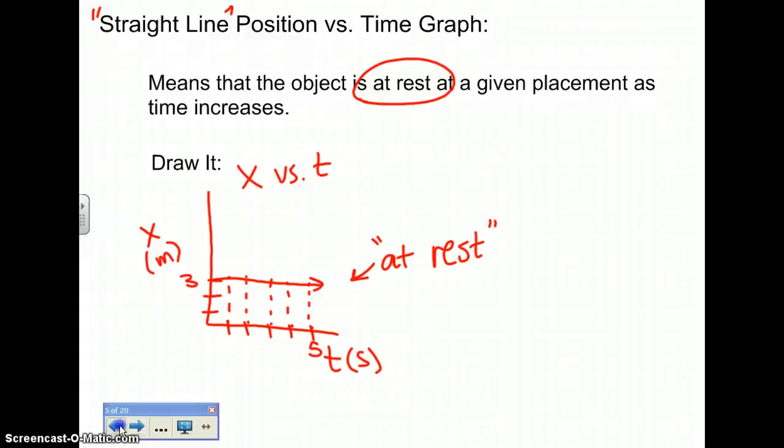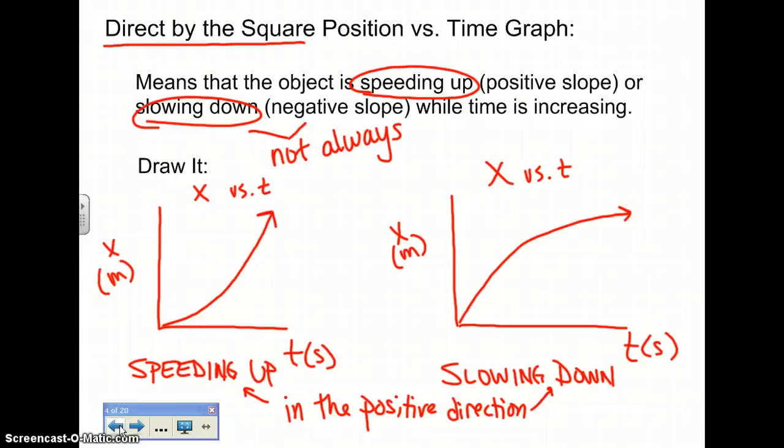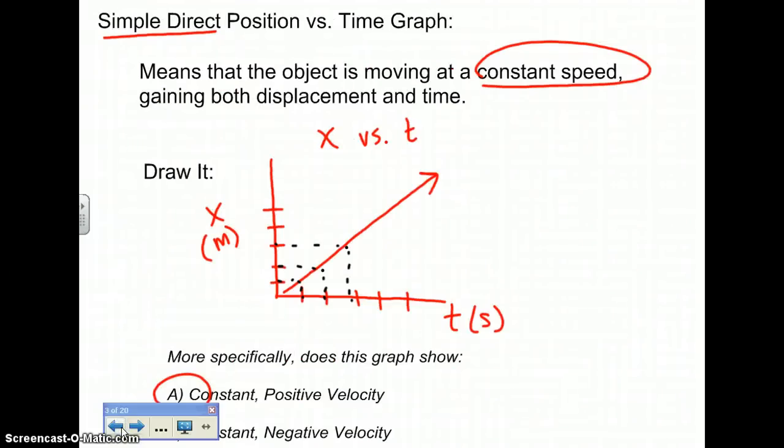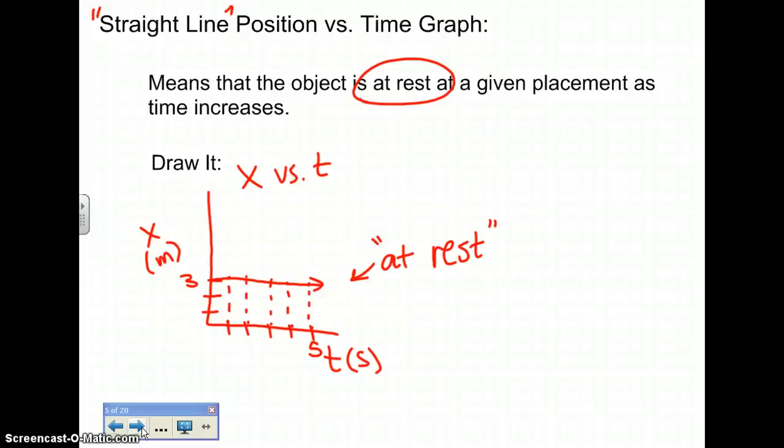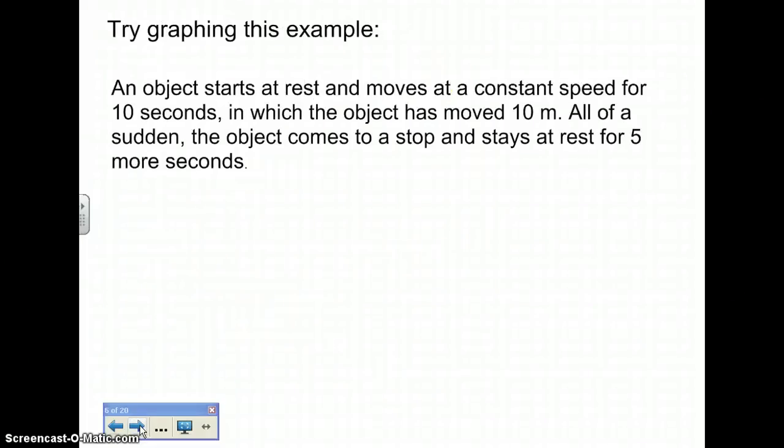Let me backtrack real quick. If you see a curve, like a square or square root relationship, then that means that the object was either speeding up or slowing down. If you see a simple straight diagonal line, that means that the object was moving at a constant velocity. Not saying that you should memorize them that way, but just look for trends.